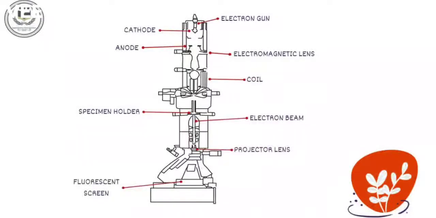First is the electron gun. A tungsten filament or a lanthanum hexaboride, LaB6, source, known as an electron cannon, is used as an electron emission source in a TEM. When this cannon is connected to a high-voltage source of around 100 to 300 kV, it begins to spew electrons into the vacuum through thermionic or field electron emission.